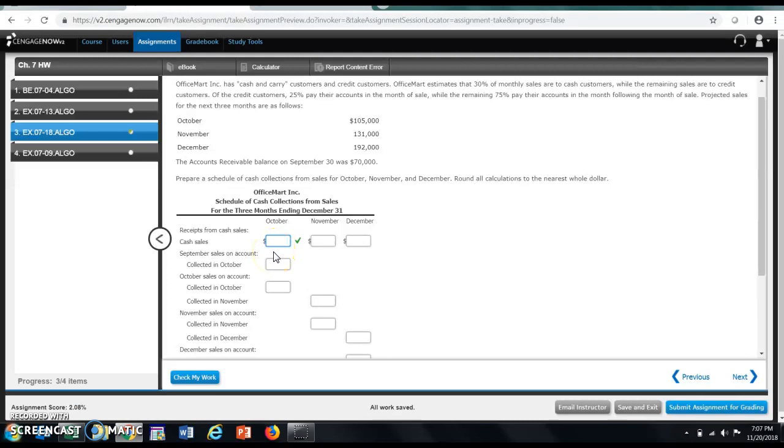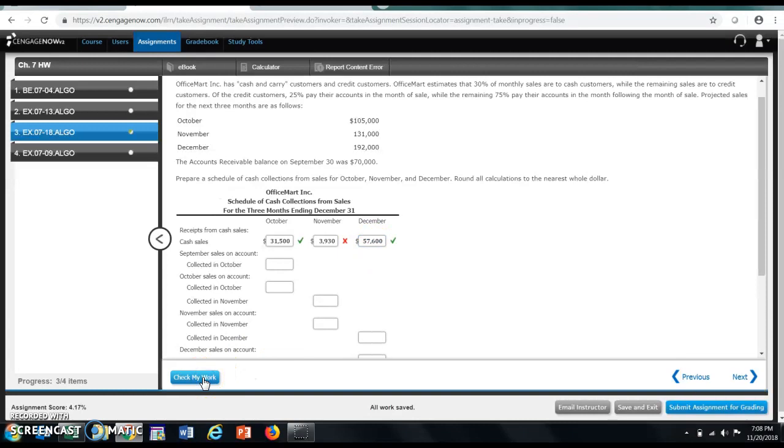All right, well, the rules tell us that 30% of each of these sales amounts will be cash. So if we do our math, 30% of 105,000, that is 31,500. Let's see November. I'm doing it as I'm on here with you guys. So 131,000 times 30% is 3930. And 192,000 times 30% is 57,600.